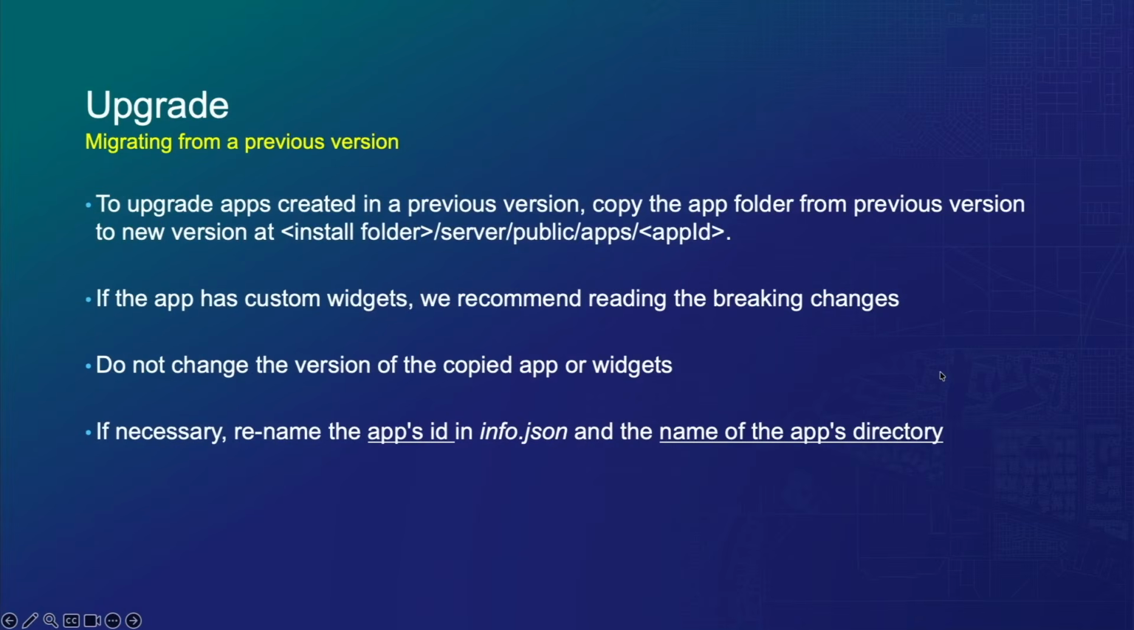Something about the upgrade and the migration. So to upgrade the apps created in a previous version of Experience Builder Developer Edition, you can just simply copy it from the previous version to the new version at the specific directory. There are some tips though. If your application has custom widgets, we first recommend you read the breaking changes of each release to make sure nothing breaks your app, or you need to make some appropriate modification based on the breaking changes.